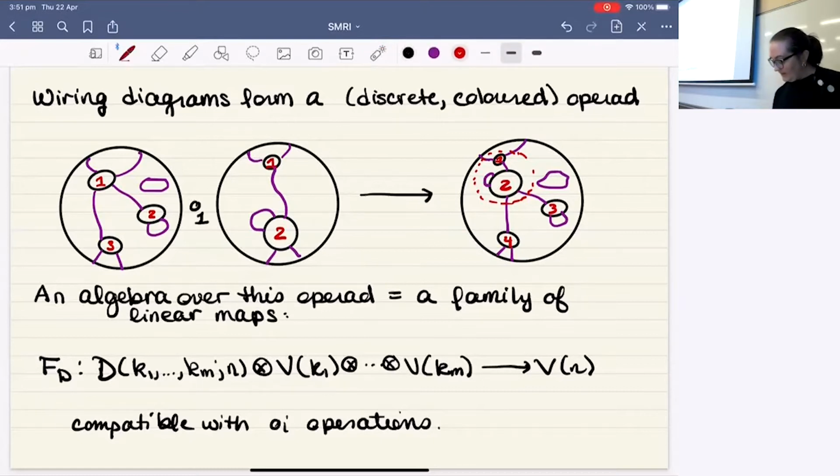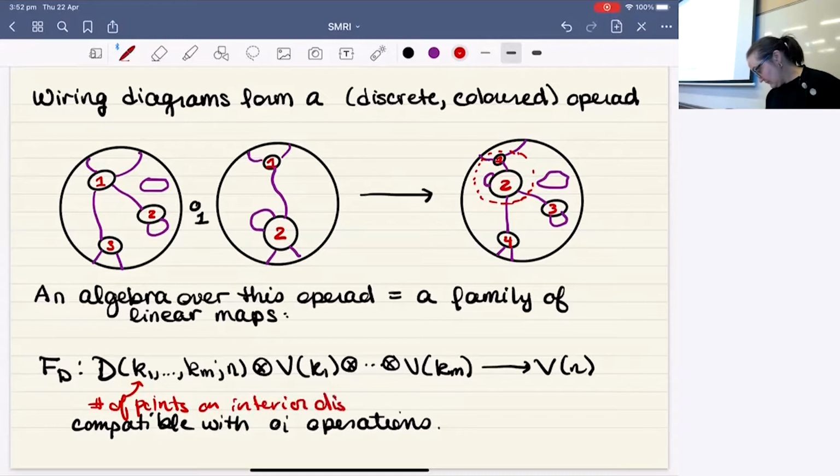Here, K1 will be the number of points, or even better, the specific label set of the points, if we're being really precise, on interior disk one. This N will be the number of points, or if you're keeping track of the specific ordered or unordered label set, the labels on the outside of the disk, the big disk.